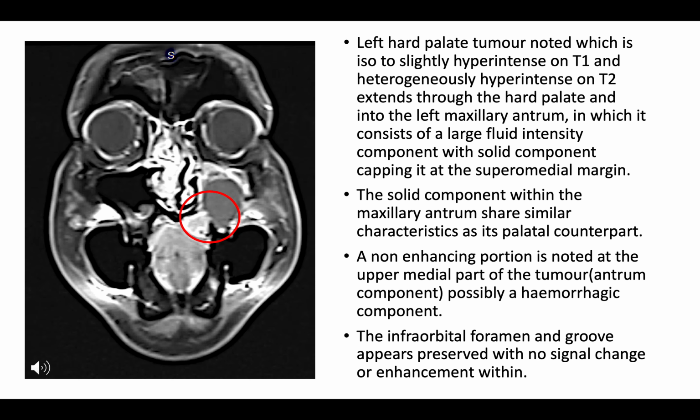Similar findings are seen in the MRI, and there is a description of a solid component within the maxillary sinus, which shares the same characteristics as its palatal counterpart. In the sinus, it is mostly fluid component, and also the infraorbital foramen and groove appear unchanged. The circled area shows the perforation site by the tumor at the floor of the left maxillary sinus.